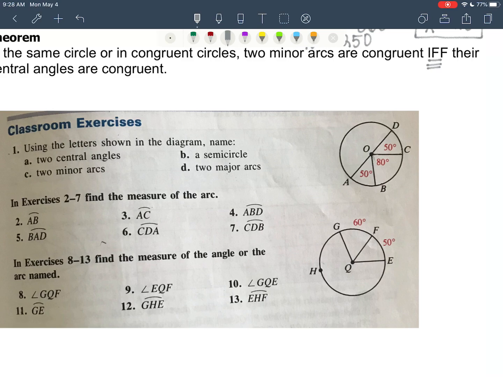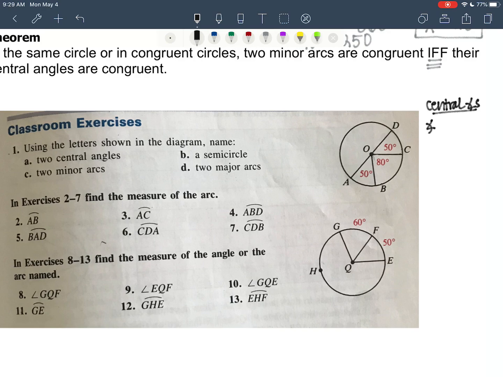So we're going to practice everything that we've just talked about using the letters shown in the diagram. Name two central angles. Now, there's quite a few central angles that we can name, so I'm going to list all the ones that I can see. If you want to try this, press pause and then come back and check your answers.